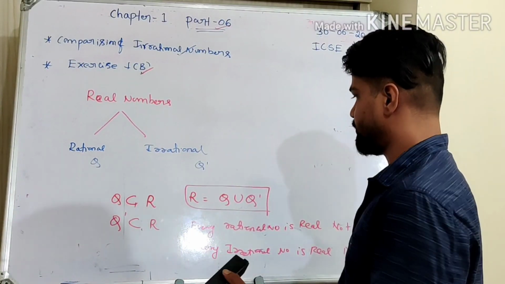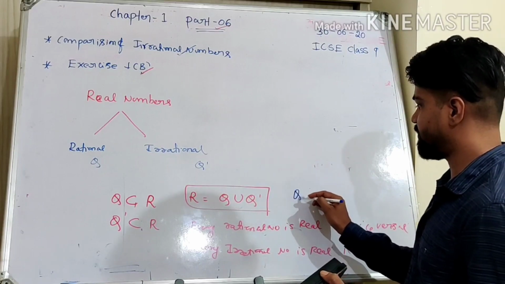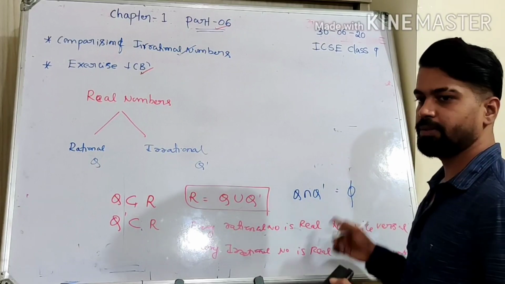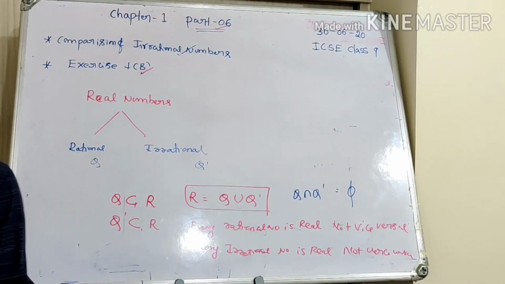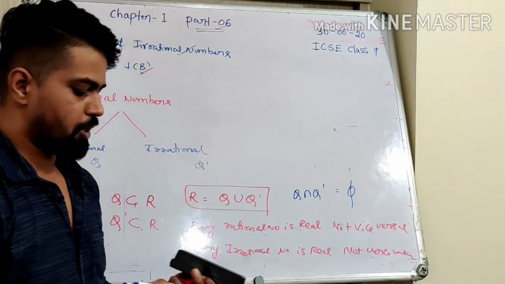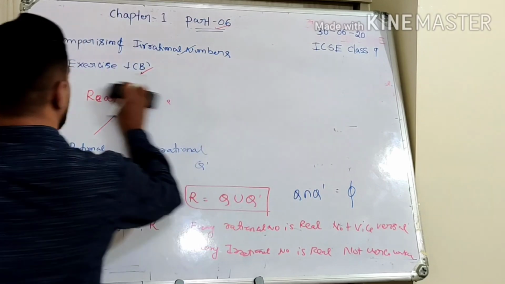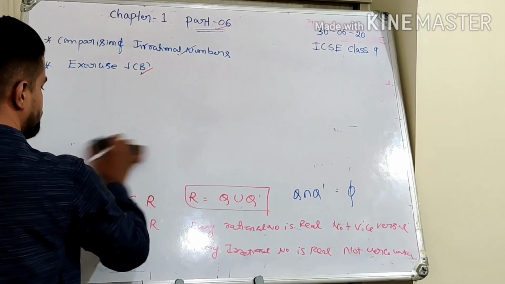So that means I can explain this: the intersection of Q and Q dash, that is, what is common to them, is the null set. There is no intersection for Q and Q dash. Union is going to be real numbers. Intersection of Q and Q dash will be the null set. So it is impossible to have anything common between them. There is no number which is both rational as well as irrational. That is the meaning.